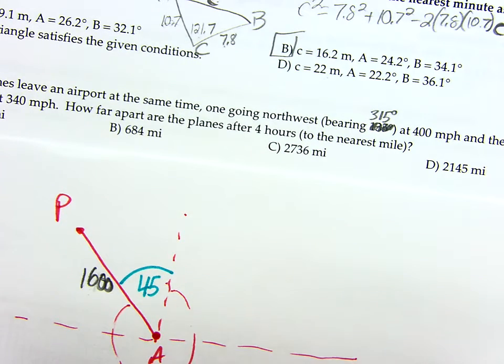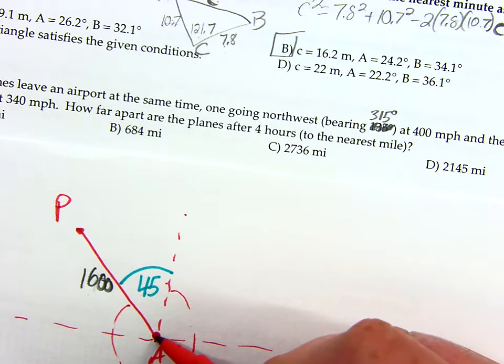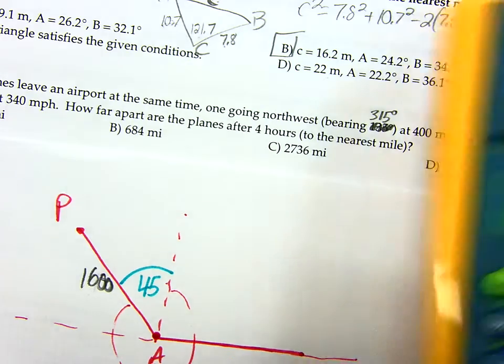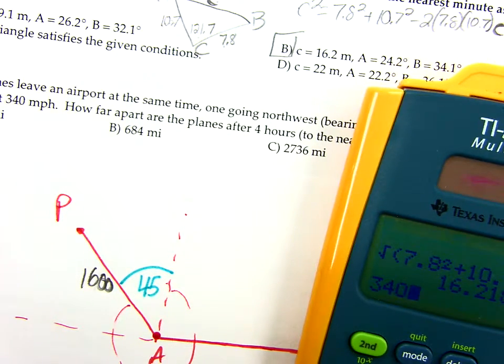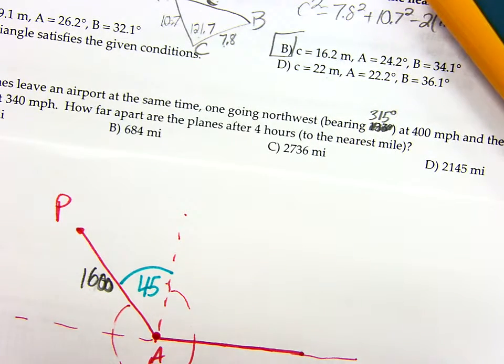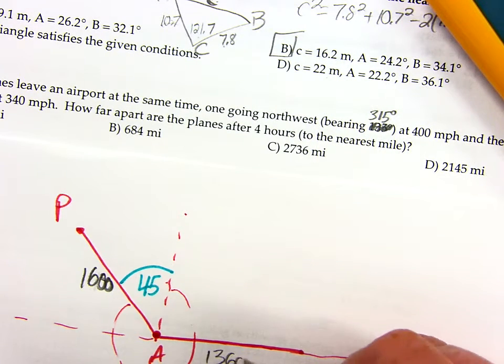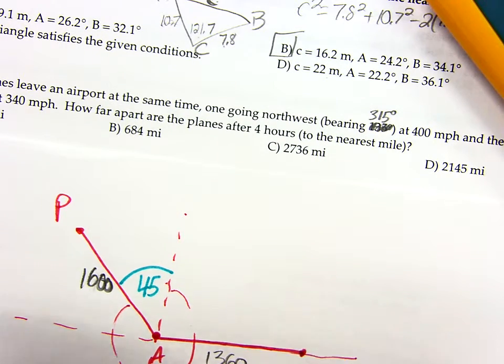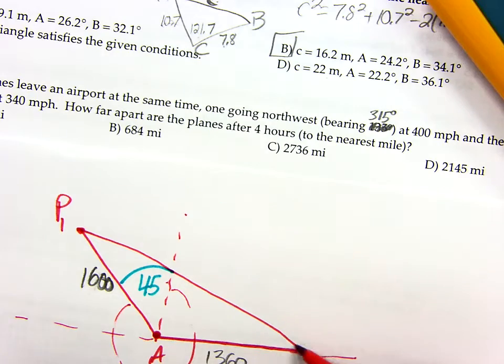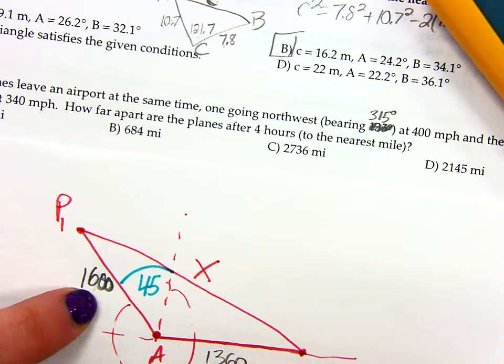And then my other plane is going directly east, so it's just going along this line. It is going 340 miles per hour for 4 hours. So that is 1360. So here is plane 2, if you will, plane 1 and plane 2. How far apart are the planes after 4 hours? So I'm looking for this distance. I'll call it x.